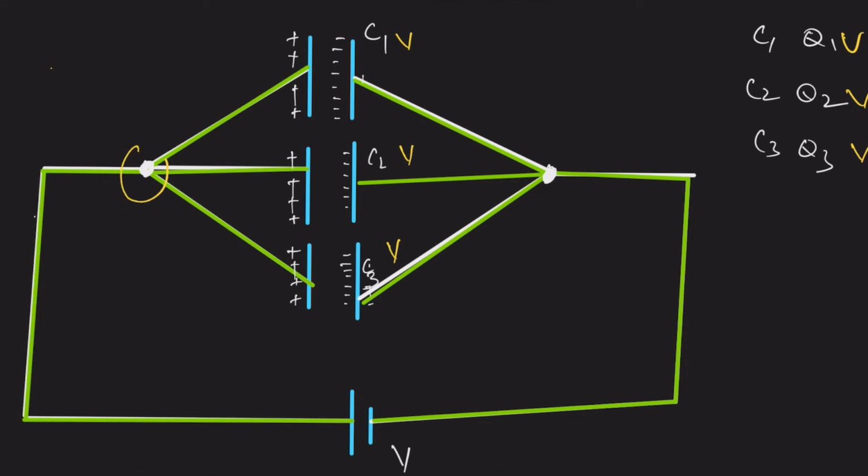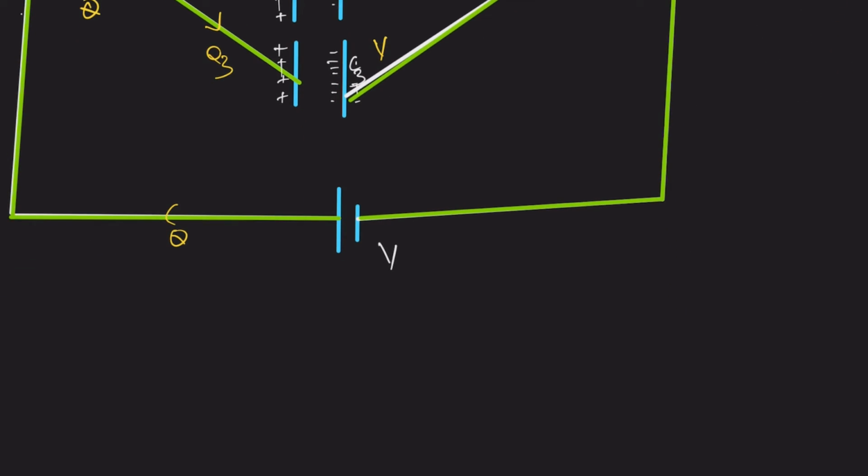See here, at this point, charge is divided. So Q is divided into Q1, Q2, Q3. So in a parallel circuit, charge is divided into Q1, Q2, Q3.